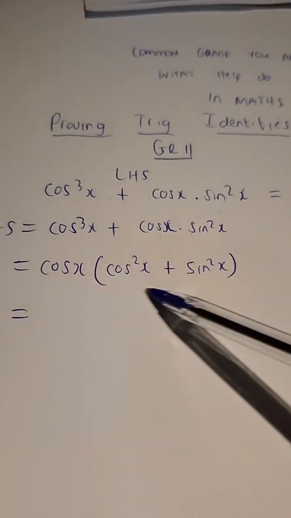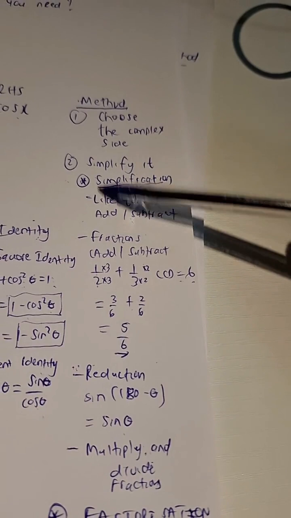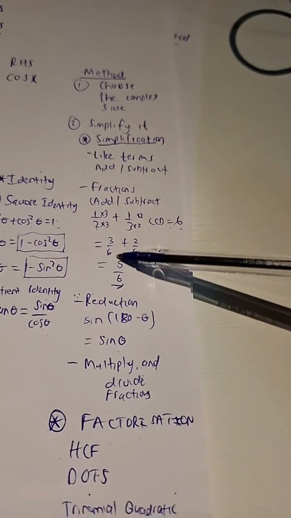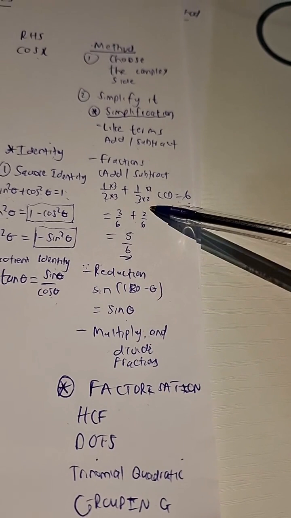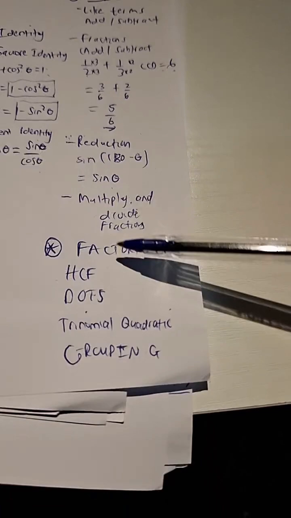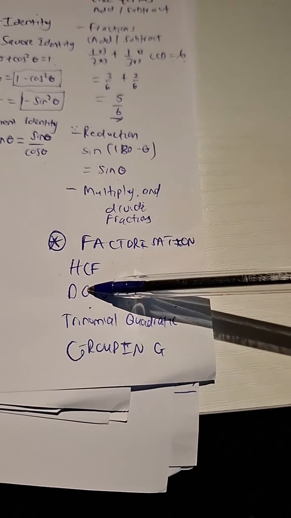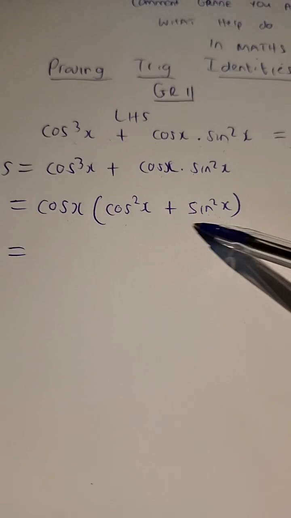After doing this, I revisit my strategy. Can I simplify any further? Meaning, can I apply anything here? There is nothing here. No like terms, no fractions, no reduction, no multiplication and division of fractions. Can I apply strategy number 2? No, I cannot, because there's no further factorization that can be done here.